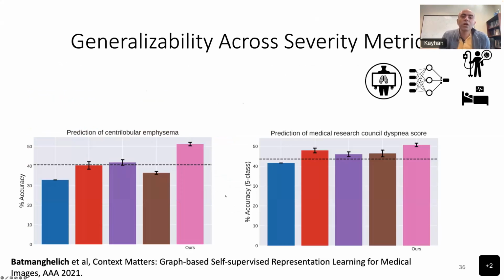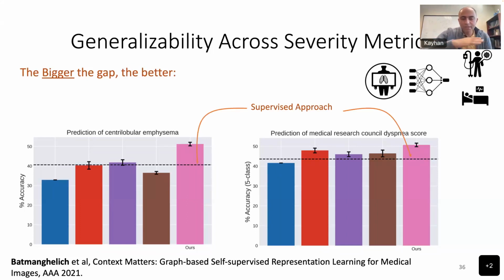In this case, the supervised approach is no longer an upper bound because it's not directly trained for that task, but we are using the penultimate layer of the supervised approach and retraining another shallow layer to predict the so-called dyspnea score, which is the modified MMRC, modified Medical Research Council metric of dyspnea, and another metric called centrilobular emphysema, which is a visual metric of one of the subtypes of emphysema. So in this case, the bigger the gap from the supervised approach, the more generalizability. The horizontal line is the supervised approach, and we want to see how much we can increase the gap.